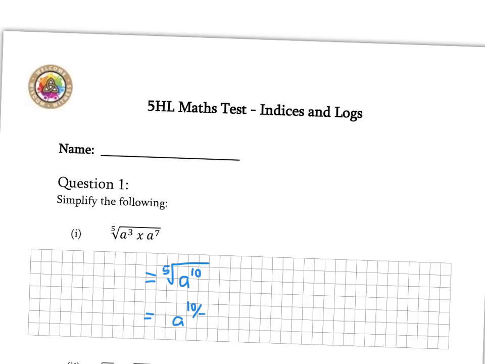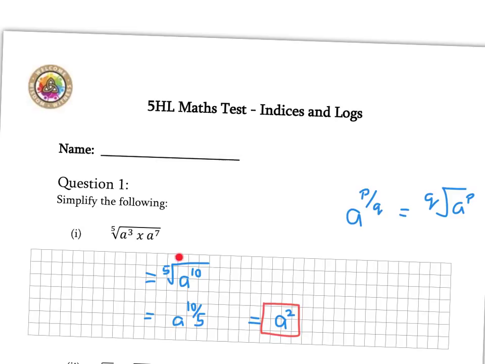Why? Because, again, I remember my rule from my log tables, which says a to the power of p over q is equal to the qth root of a to the power of p. Okay, and so simplifying that, a to the power of 10 over 5 is the same as a to the power of 2. And I'll just put a red box around that to show that that's our answer.